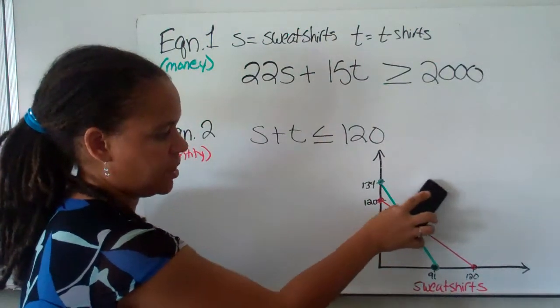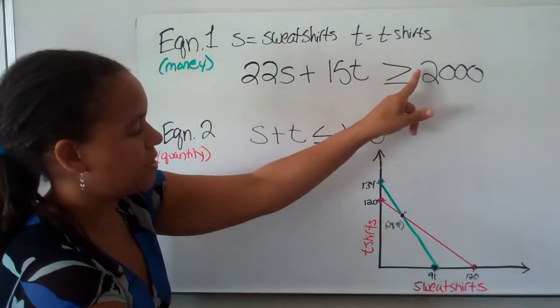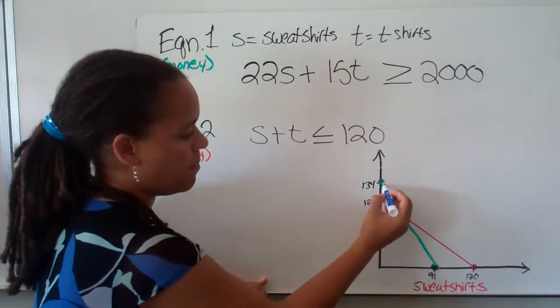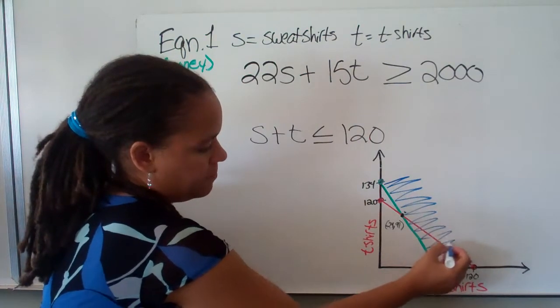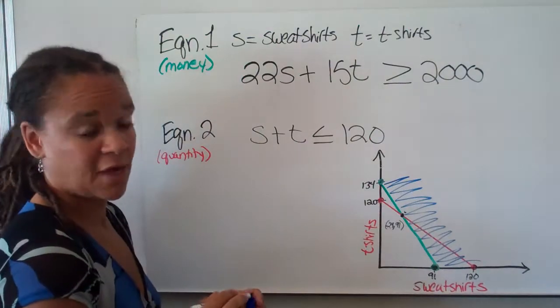I just wanted to let you know what that one was. But we want to graph this line, where this line is greater than or equal to. So we want to shade everything above. We're shading everything above the green line. So that shows me greater than that equation.